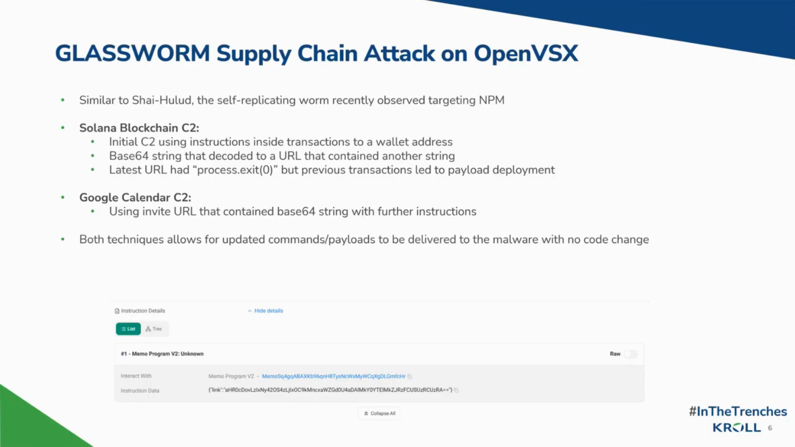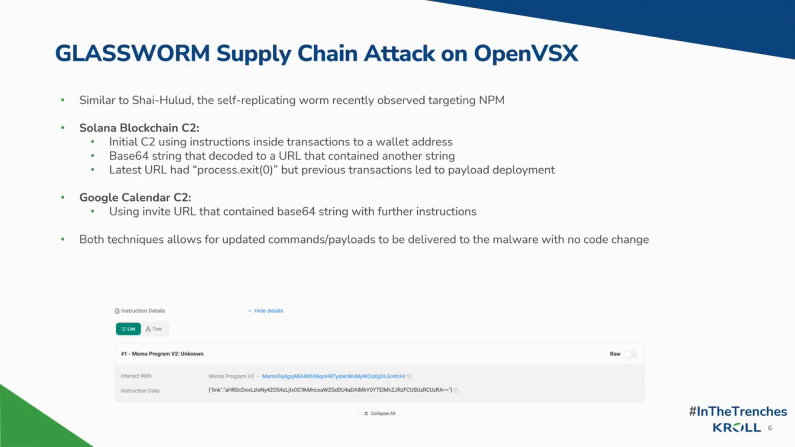GLASSWORM has been observed targeting VSCode extensions on the OpenVSX marketplace, whereas before with Shai-Hulud it was against npm. So certainly we're seeing multiple different code repositories being targeted over time. The first technique to highlight is the use of the Solana blockchain. There's a wallet address hard coded in the malware for the primary command and control.